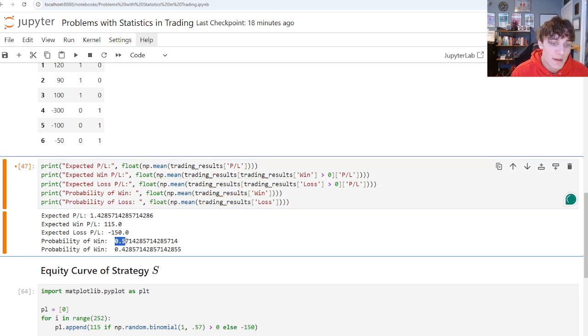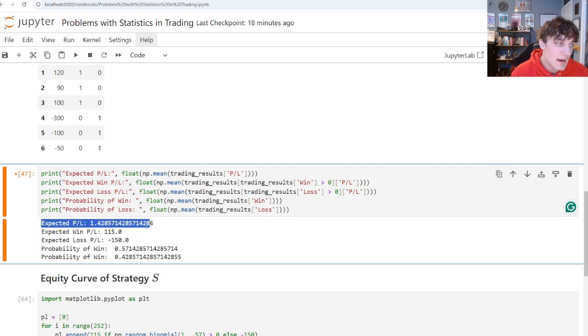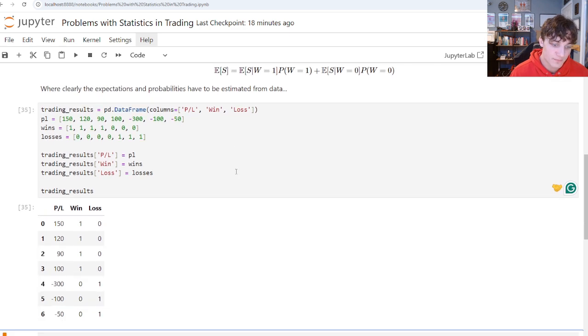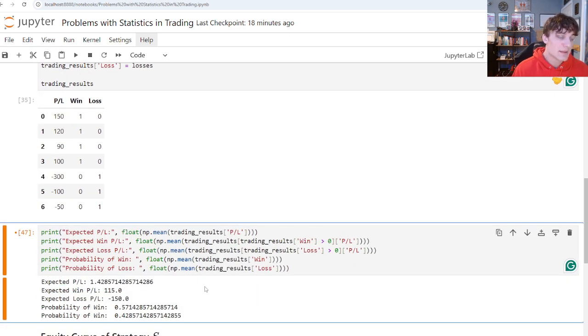So when I multiply the probability of a win times the expected P&L of a win, plus the probability of a loss times the expected P&L of a loss, I get the overall expected P&L. And that's exactly what this equation is telling us. If I take the average winner multiplied by the probability of winning, plus the average loser times the probability of losing, then I get the unconditional average P&L. Okay, this is great. So my unconditional average P&L is 1.42.